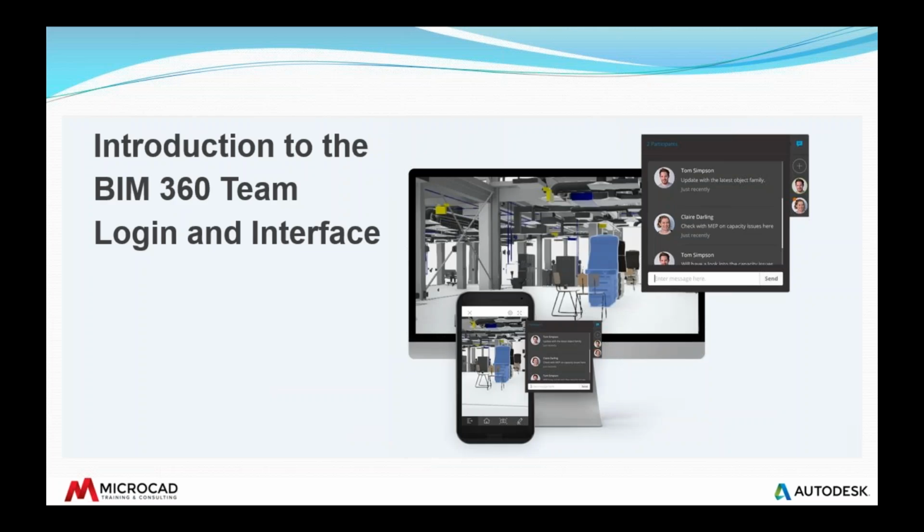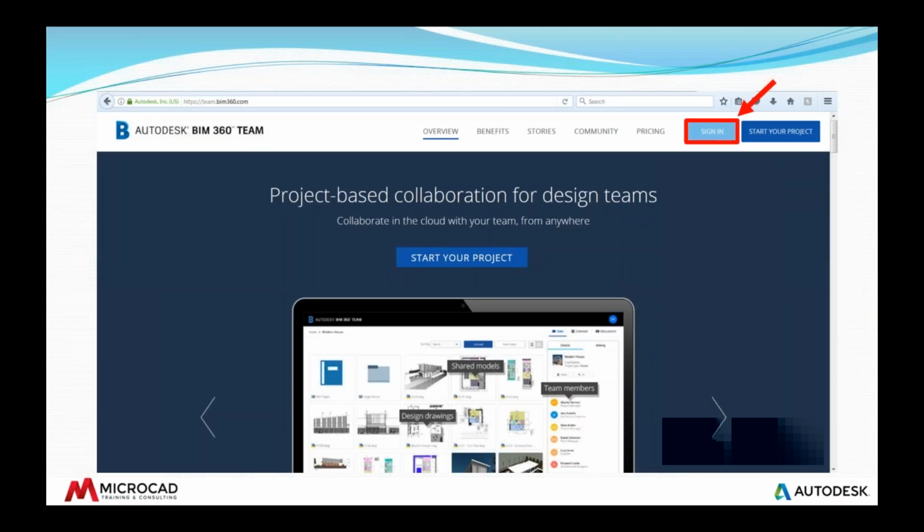Now let's cover how to log into BIM 360 Team, as well as a quick overview of the interface using a web browser on your desktop. To begin using BIM 360 Team, you will of course need to log into BIM 360 Team. You can do this by going to team.bim360.com. The information you use to log in here needs to match your Autodesk account.